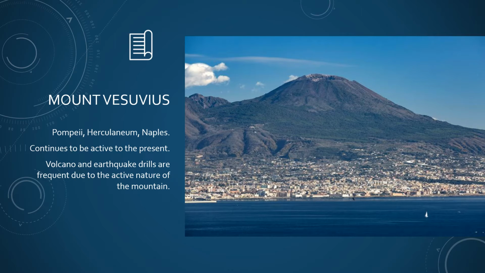Mount Vesuvius is in southern Italy, and it is still an active volcano. It is so active that they hold drills in the city of Naples, and these drills cover what to do in a volcanic emergency, an eruption, or even if there is an earthquake, because there are earthquakes. So it is called a seismically active zone.